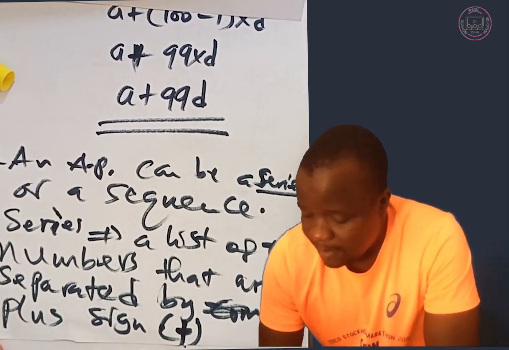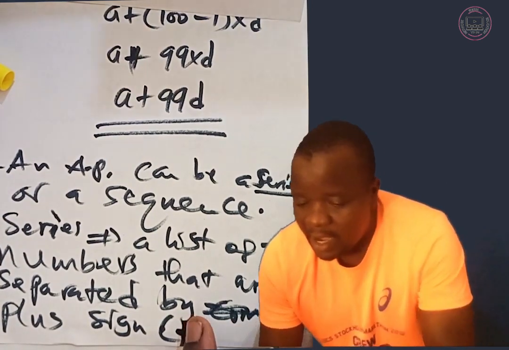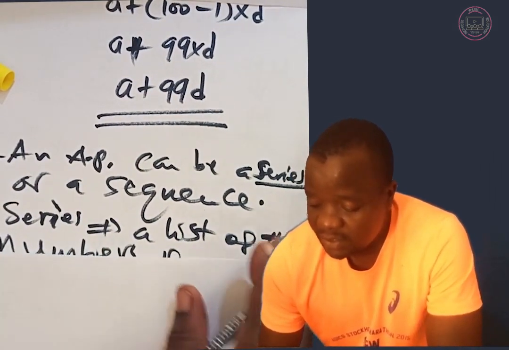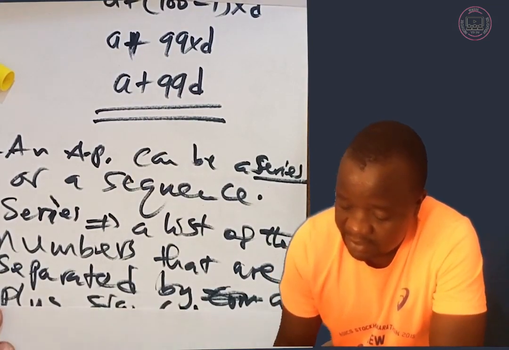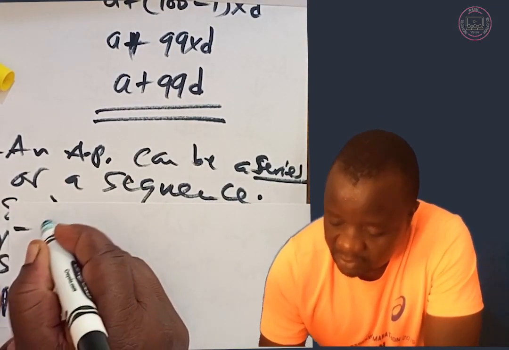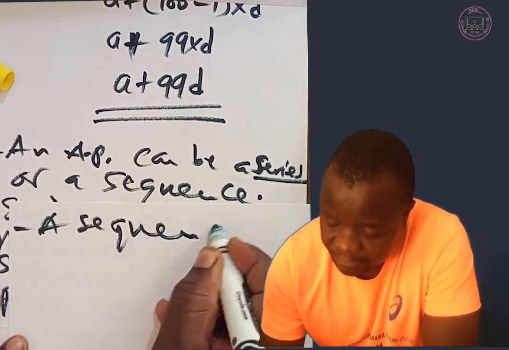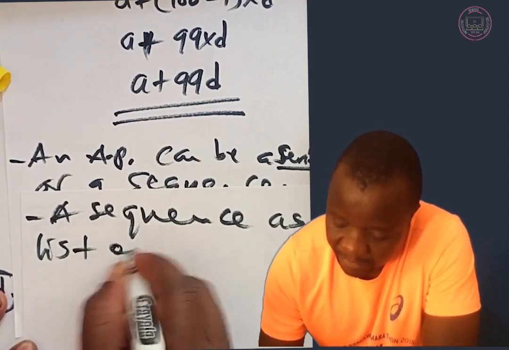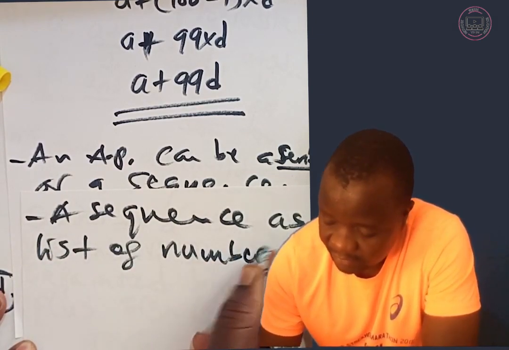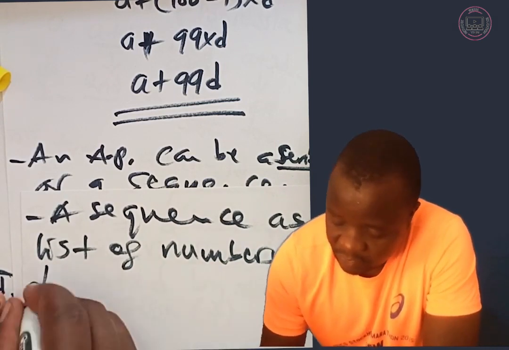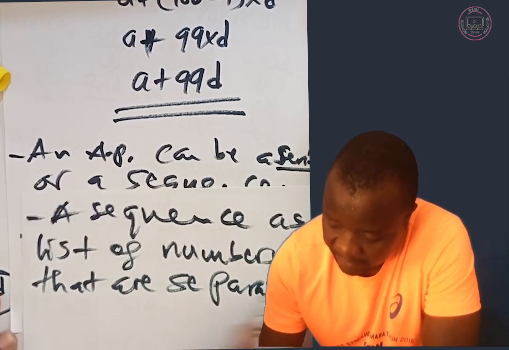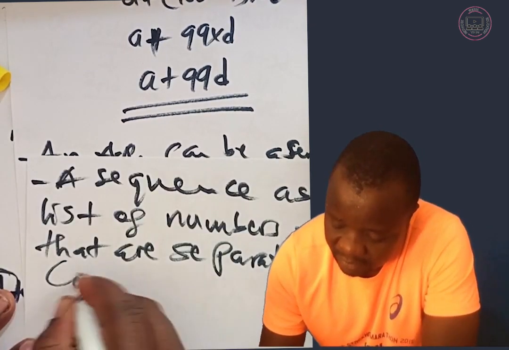Now I said you have to differentiate between a series and a sequence, because a sequence is a list of numbers that are separated by commas.